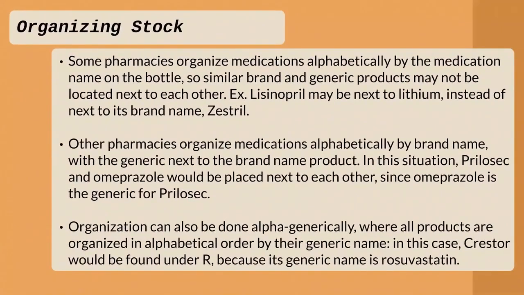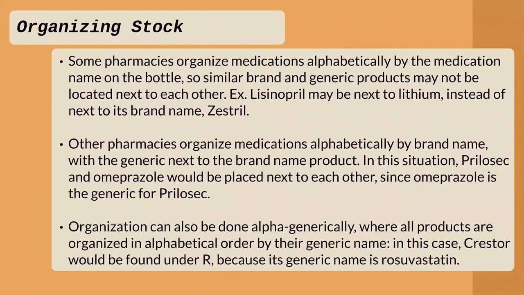So now that you've received your stock and you've compared it to the invoice, it's time to organize your stock. Some pharmacies organize medications alphabetically by the medication name on the bottle. So similar branded generic products may not be located next to each other. This would be if lisinopril was next to lithium because they both start with L, but it would not be near its brand name Zestril because that starts with a Z. So they'd be separated because it's alphabetical order.